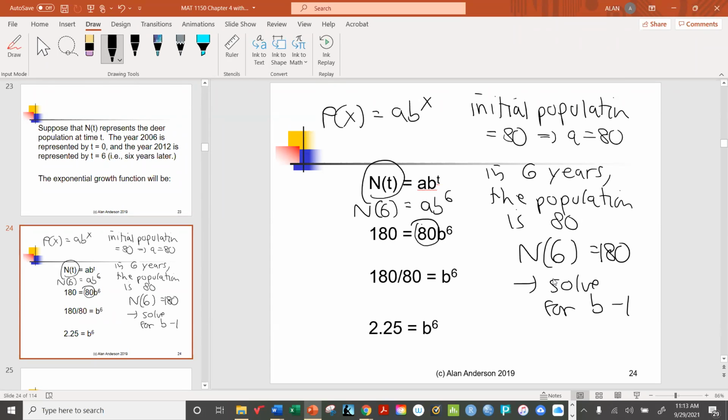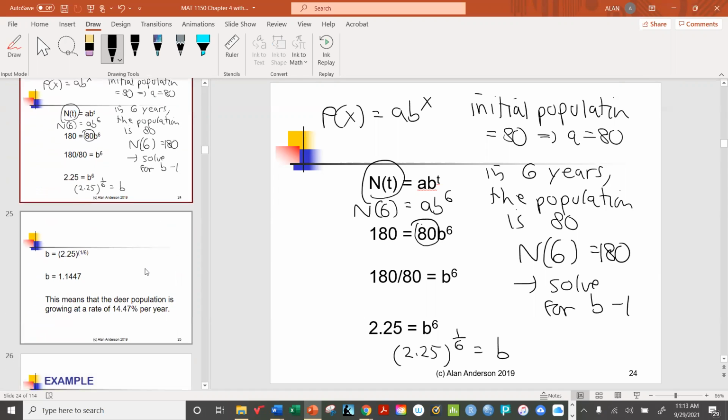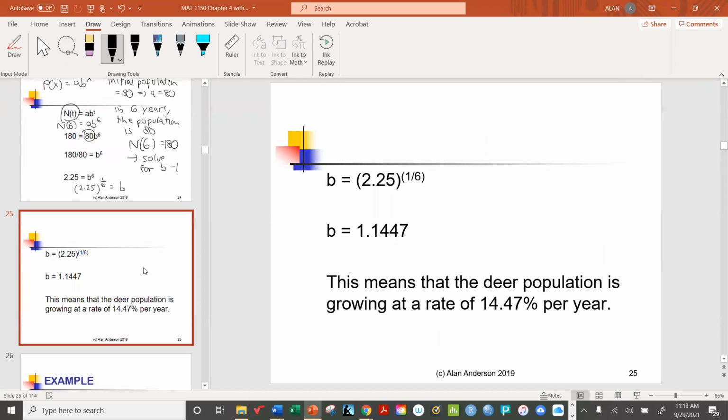So it's easy because I simply divided both sides by 80. And so 2.25 is b to the 6th power. Now, algebraically, what that means is that 2.25 to the 1 over 6 power equals b. That's how I got rid of that 6. I raised both sides to the 1 over 6 power, and I end up with this. And now you just plug that into your calculator, and we end up with a b value of 1.1447. So therefore, b minus 1 is 0.1447.